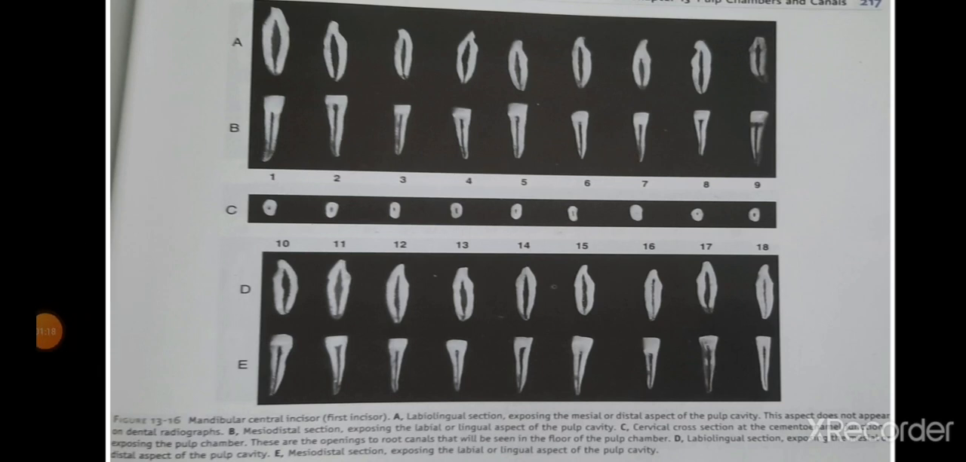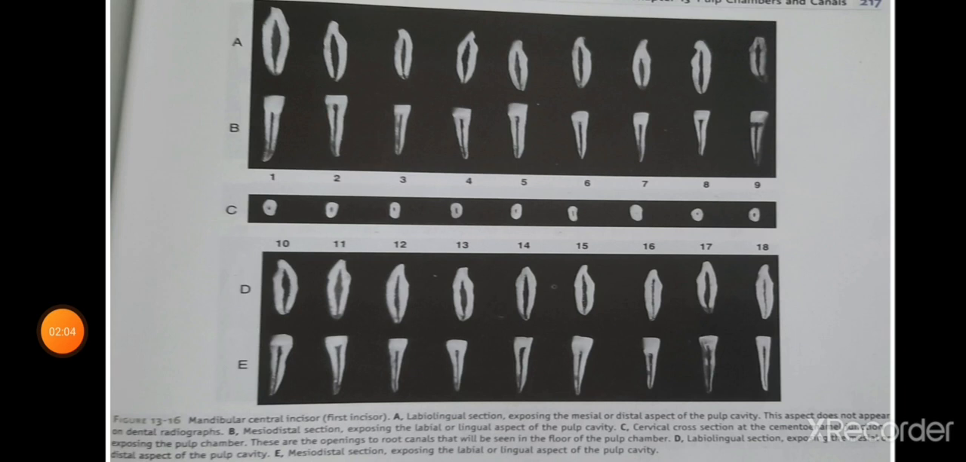You can see in figure 13.16, A1, 2, 4, 6 and 8, D10, 11, 13 and 17, where the pulp chamber is very large. You can see this in figure 13.16, A3, 5, 7 and 9, D12, 14 and 15, where the pulp chamber is intermediate in size, or you can see in figure 13.16, D16 and 18, where the pulp chamber size is very small.